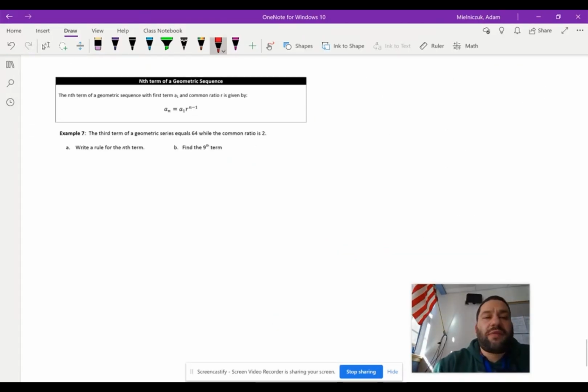All right, so again, the nth term of a geometric sequence with first term a sub 1 and common ratio r is given by a sub n is equal to a sub 1 times r to the n minus 1 power. Example 7 says the third term of a geometric sequence equals 64, while the common ratio is 2. So we know n equals 3.